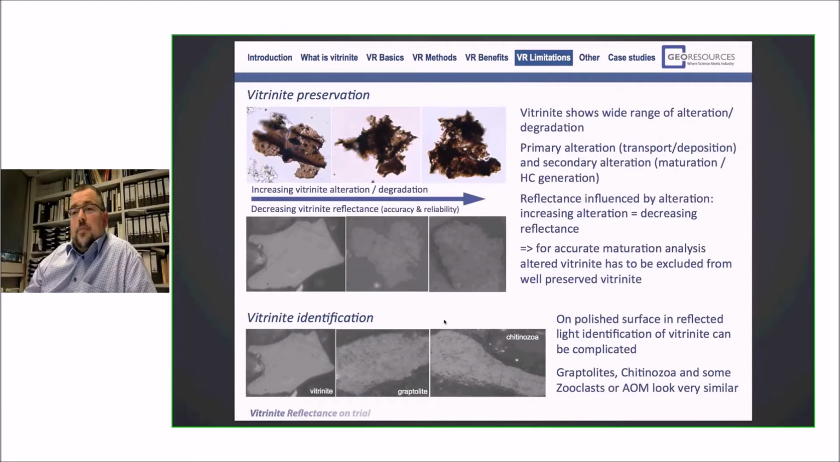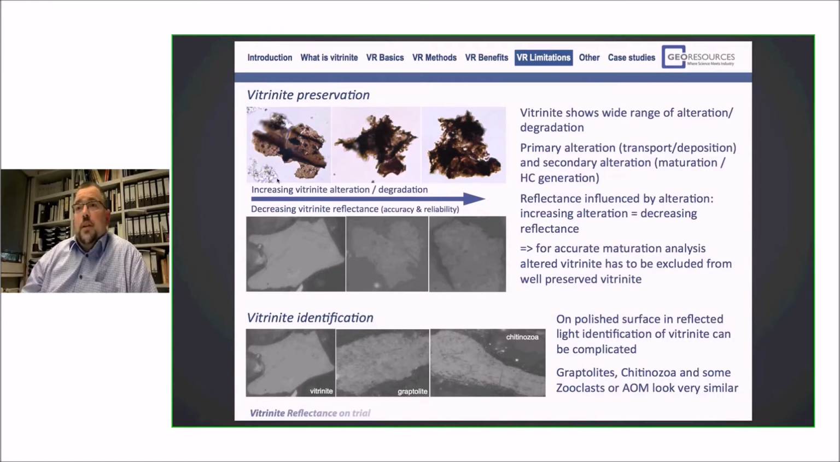But there are more limitations. So if we're in an environment where we have vitrinite, this doesn't mean that everything is fine and can be done without problems. This means that we have to check the vitrinite and identify if the vitrinite that we have in our samples is really valuable and reliable to work with for vitrinite reflectance. So the first point is vitrinite preservation.